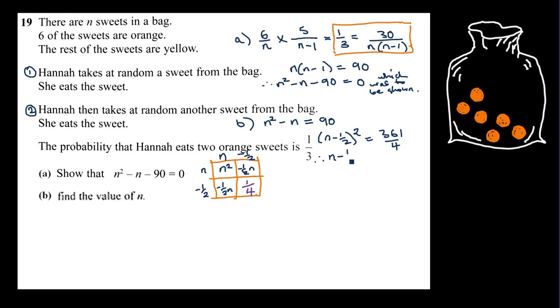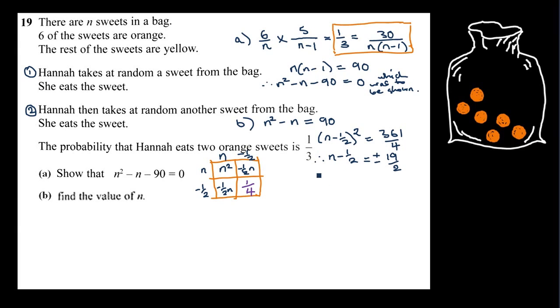So we just need to square root both sides, and we end up with n minus a half on the left hand side, and on the right we either have positive or negative, remember if we're square rooting, 19/2. Now I know that it's actually going to be the positive 19/2 that I'm going to want, because a negative is going to be meaningless. It's not going to make sense in the context of the problem.